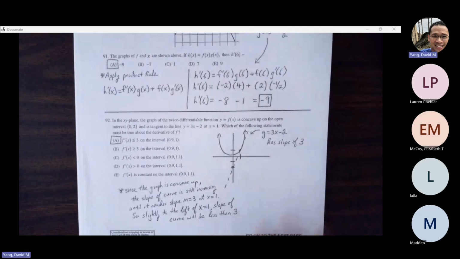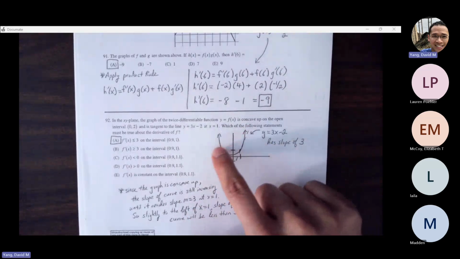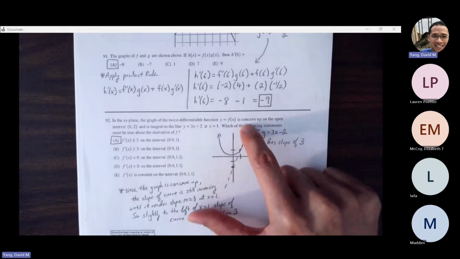All right, last one here. In the xy plane, the graph of differentiable function f is concave up on the open interval. Which of the following statements must be true about the derivative of f? So we know our graph is concave up, which means that our curve will continually increase in slope.